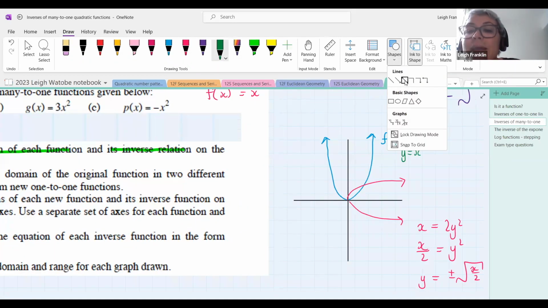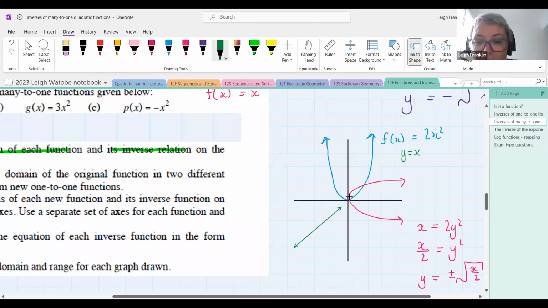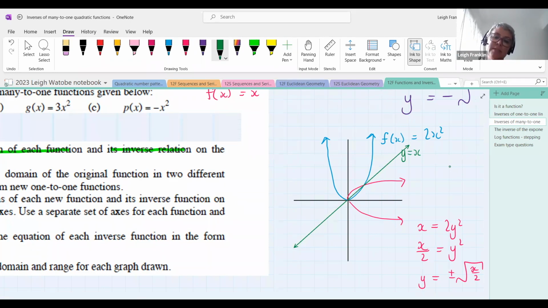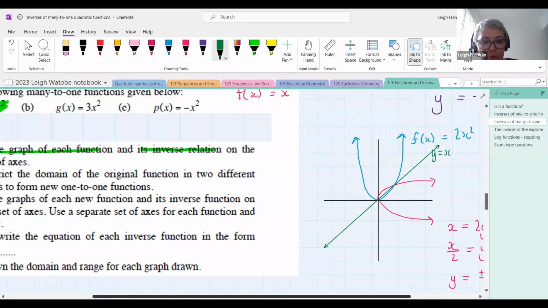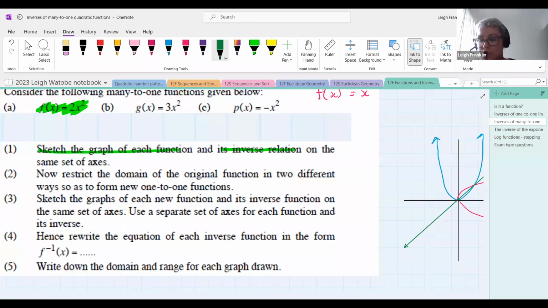Unfortunately, I can't get a dashed line on here, which is a bit unfortunate, because then it looks like a function when it's actually, I mean, it is a function, but it's not the function that we're talking about. Okay, so your green line is your reflection line. It's the line y equals x. Okay. All right.